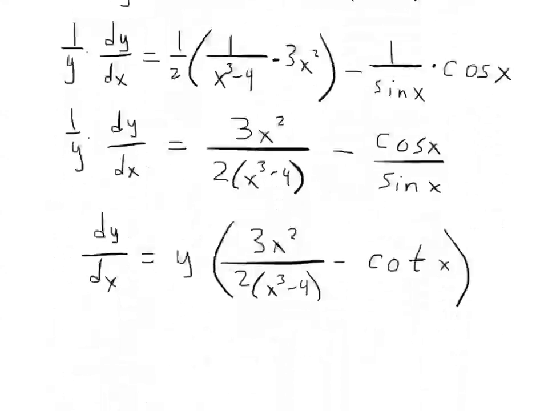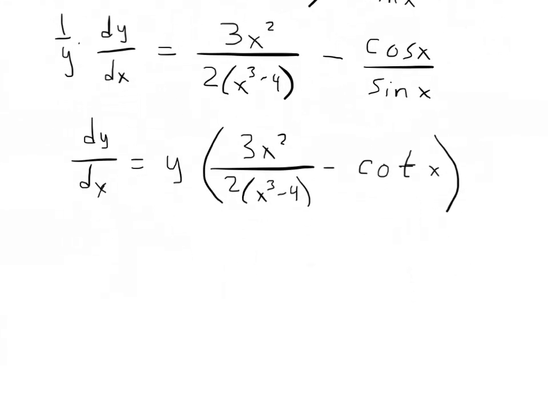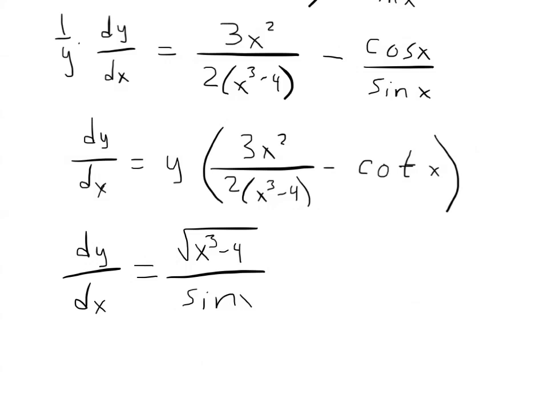So the final thing you can do in the problem, and let's hope I can remember what it was, the final thing we can do is write that y is, I think it was, the square root of x cubed minus 4 over sine x, times all of this stuff that was here before.